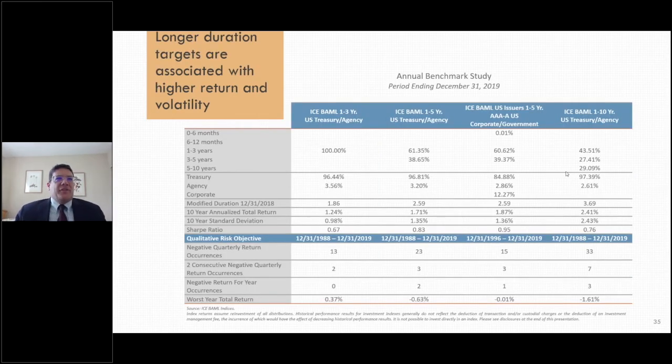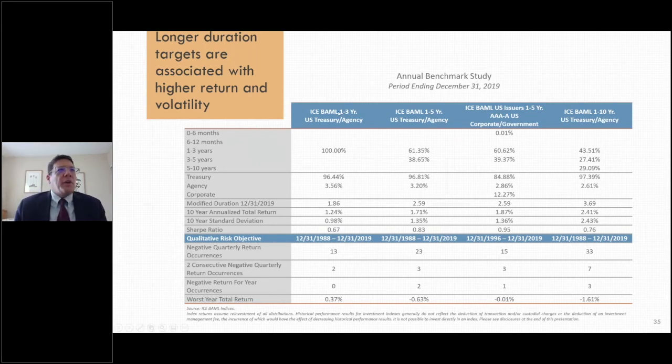Overall, I want to say this. Remember how I said longer generally pays you higher than shorter when you stay longer, a longer average maturity and a longer duration on average? Here's the numbers that bear this out. But what we've done here is we put together a benchmark study to give you an idea and to quantify the risk and return associated with, on average, going longer or staying shorter.